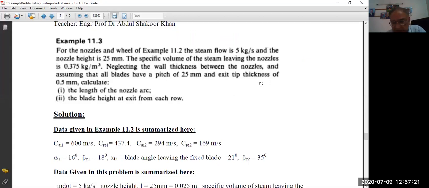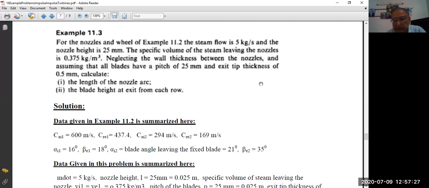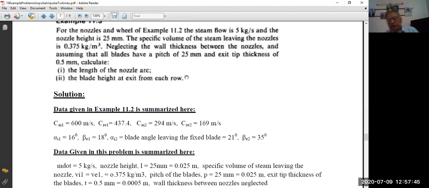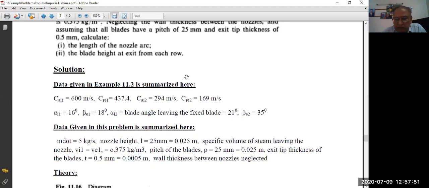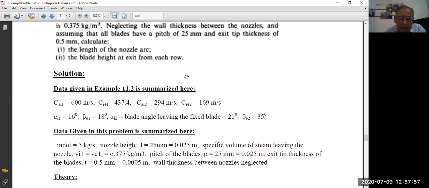Previous data will be repeated here, and further data is given: m dot is equal to 5 kg per second, and nozzle height. In this problem, you will calculate nozzle height. So nozzle height is 25 mm, and specific volume is given at the outlet of the nozzle 0.375 m³ per kg of steam, and nozzle pitch is given 25 mm. Pitch means a distance between two consecutive blades is called pitch. So what you have to calculate is, one more thing is given, thickness of the blade at the exit. Thickness of the blade at the exit is required to calculate exit area. So length of the nozzle, you have to calculate a nozzle arc.